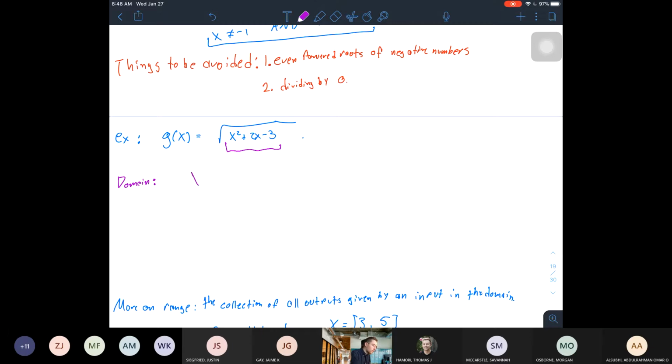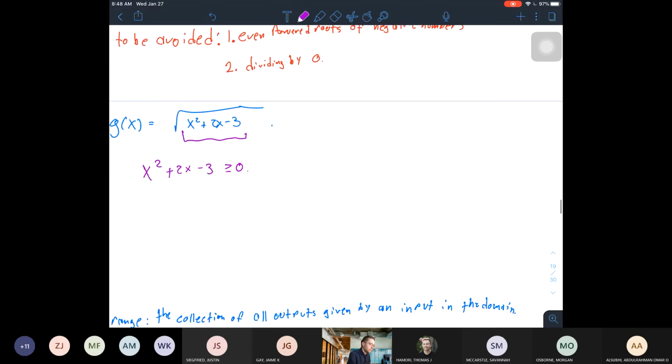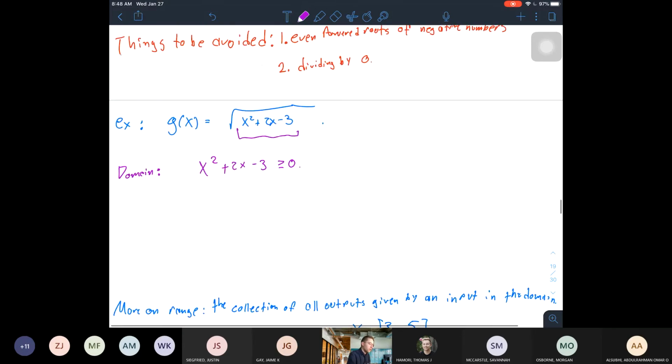So what I want is for x squared plus 2x minus 3 to be larger than or equal to 0. This is what I want. Okay, so I know that this is a quadratic expression.